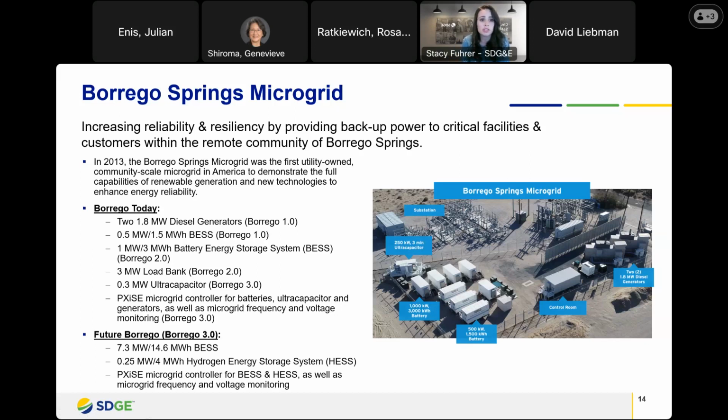As we transition into Borrego 3.0, we are transitioning the island master. We have actually already transitioned the island master away from the diesel generators so that the microgrid is renewable based with our diesel as our backup source. Currently, the island master is our 1 megawatt, 3 megawatt hour battery, but in the future, it will be our 7.3 megawatt hour battery. And so you can see a picture of the microgrid yard over there on the right. And then if we could go to the next slide, please.